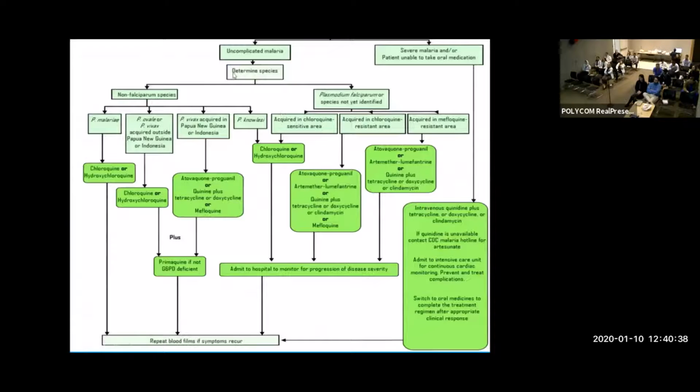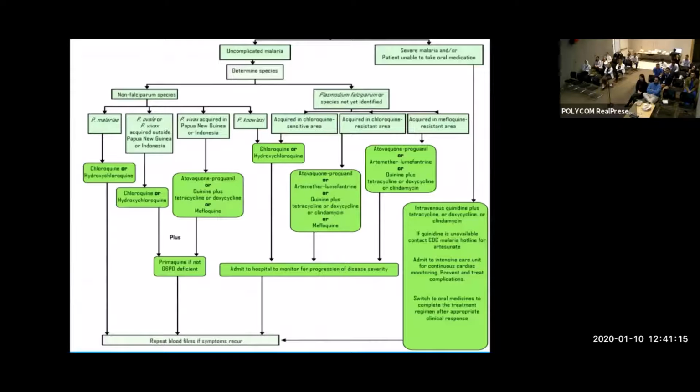If it's uncomplicated malaria, which is what we actually see most of the time, again, go to the CDC and look at where the patient came from. Are they at risk for falciparum or non-falciparum? On the smear, they should be able to tell you if it's falciparum or non-falciparum. If it is falciparum, that's where you look at the right side of the slide. You look, did the patient come from a chloroquine-sensitive area or not?